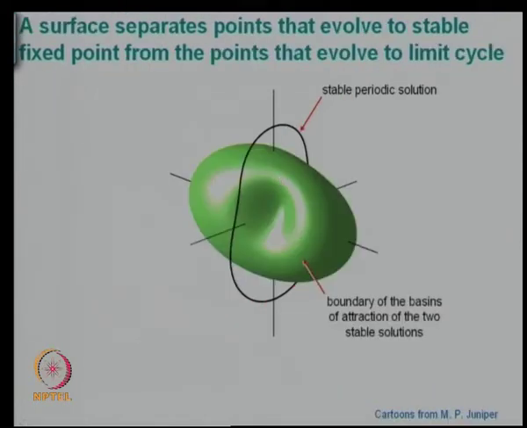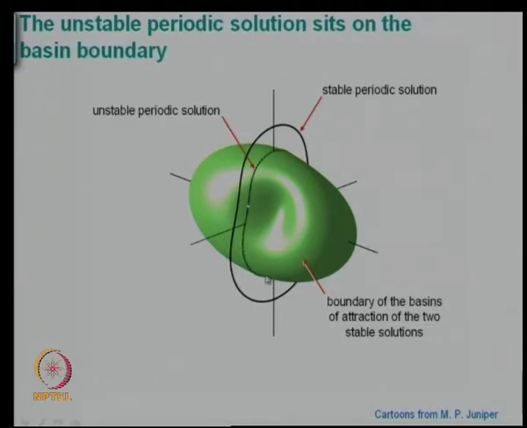Now there is a basin boundary which separates the two basins of attraction, okay. A surface separates points that evolve to a stable fixed point from the points that evolve to a stable limit cycle. And you can actually find an unstable periodic solution on this basin boundary. That means there is a solution, but you can't stay there because any slightest departure will take it out of it. So in principle there is a solution, but you can't have it there, it's not stable.